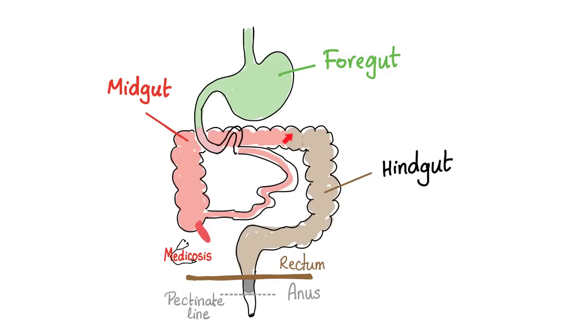The hindgut includes the distal 1/3 of the transverse colon. It includes the splenic flexure. So please note that the hepatic flexure is part of the midgut, whereas the splenic flexure is part of the hindgut. Then, the hindgut includes the descending colon or the left colon, the sigmoid colon, the rectum, and the anal canal above the pectinate line. How about the anal canal below the pectinate line? That's part of the external skin, not part of the gut.